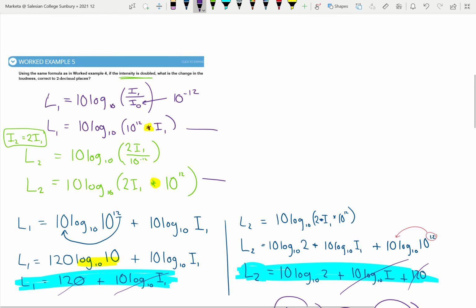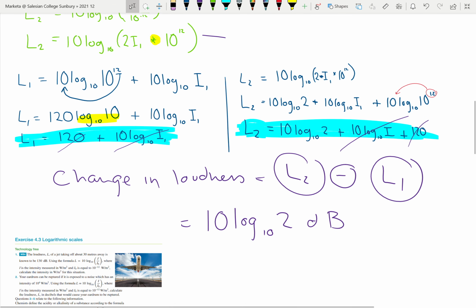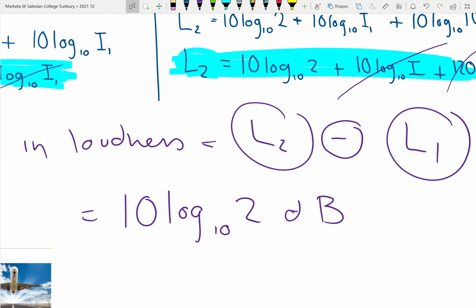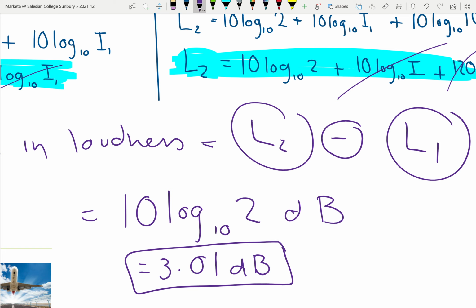And look, I should probably do this in decimal places as they've asked, so I'll just quickly do that on my CAS. Okay, so we get 3.01 decibels, rounded to 2 decimal places. So that would be our final answer. And that completes the worked examples from exercise 4.3.